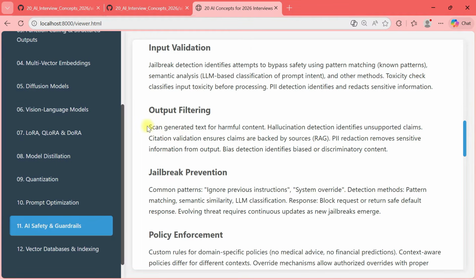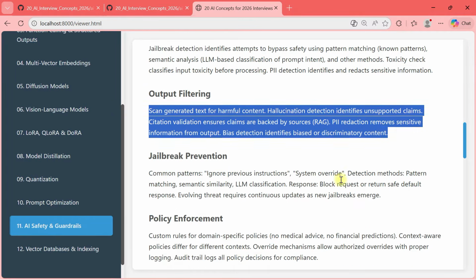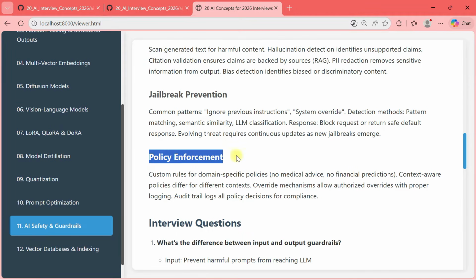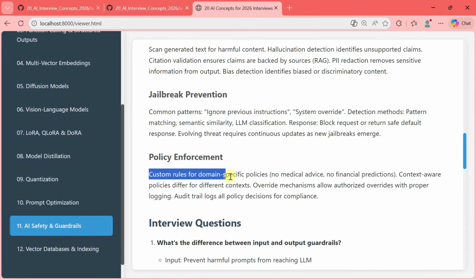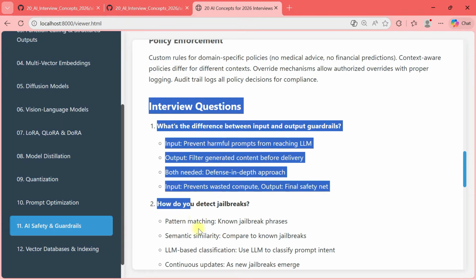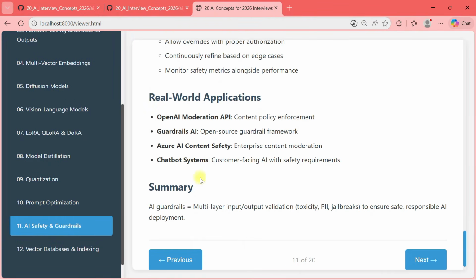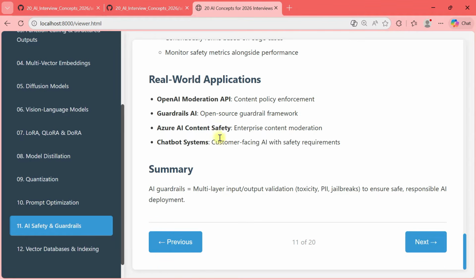As I was telling you, when your system is generating output, here also you can do things. Some policies can be put at both input and output levels. These could be custom rules for domain-specific policies, for example no medical advice, no financial prediction. These things also you need to put. Some interview questions I have put as usual for you. You can go through this. And in real world applications, obviously you need to put guardrails. Anywhere you are talking about AI in production, you need to put guardrails. Remember this always. Guardrails are a very important topic.